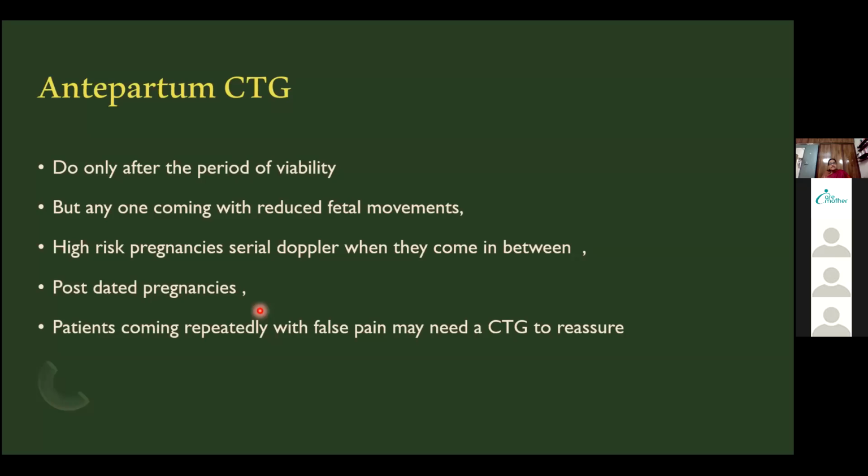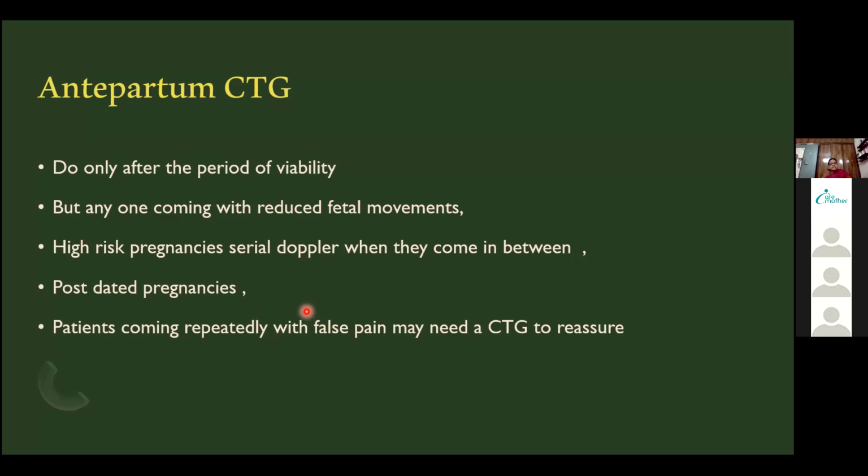And all these high-risk pregnancies where there is growth restriction, where the mother is a diabetic or a hypertensive, she is on serial growth scan with Doppler. And in between when she comes, if her growth scan with Doppler is due only 2 weeks later, you will still feel a little happy if you do a CTG every week and then see.